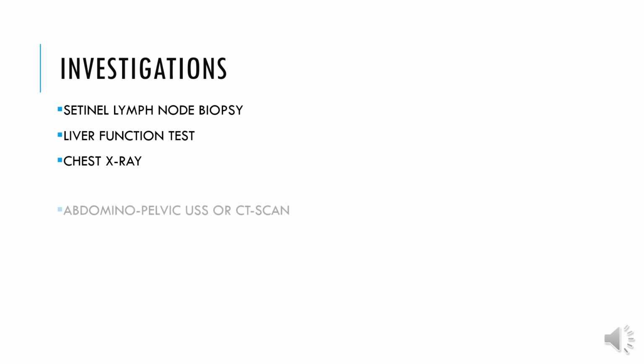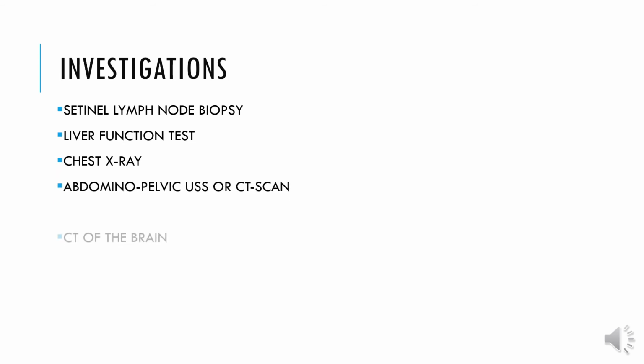Investigations. A sentinel lymph node biopsy may be done, and this may show the malignant cells. Liver function test is done to rule out metastasis to the liver, so it will be deranged when there is liver metastasis. And chest x-ray is done to rule out metastasis to the chest. Abdominopelvic ultrasound scan or CT scan of the abdomen is also done to rule out metastasis to the liver, abdominal lymph node enlargement or peritoneal seedlings. A CT scan of the brain is also done to rule out metastasis to the brain.